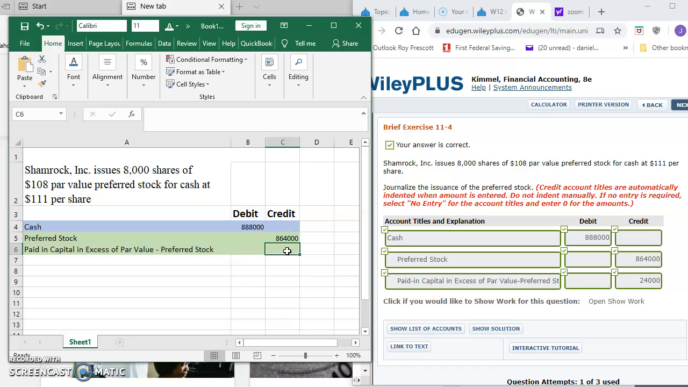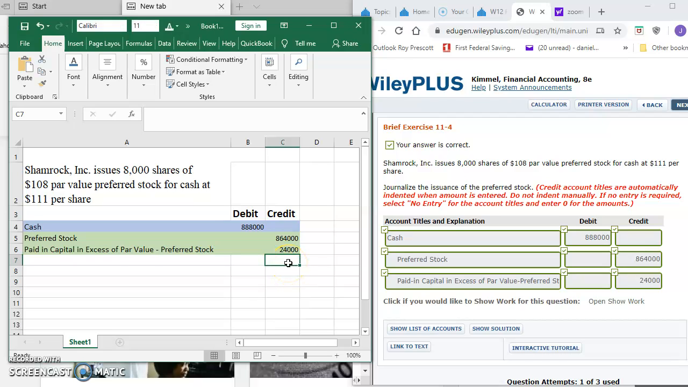The paid in excess is the difference between what we receive and what the par value was. So in this case, that's $111 subtract $108 to come up with a difference of $3. So we multiply the 8,000 shares by the $3 difference to come up with the paid in excess of par value for that preferred stock. In this case, it's $24,000.